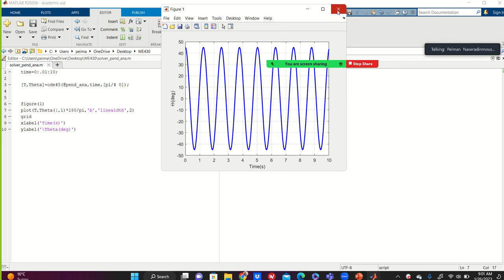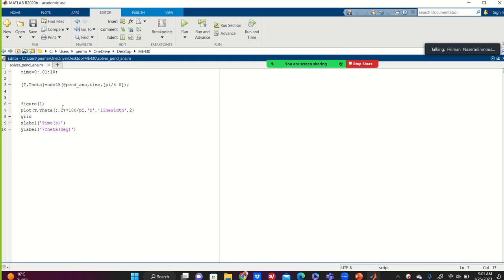Clear, guys? Yes? No, this is theta because this is the first column. Now exactly I'm copying everything. I'm putting it on figure number 2. Now if I want to plot the angular velocity, you have to make this 2. And you have to remove this because this is for angle. And now you have theta dot, that's right.